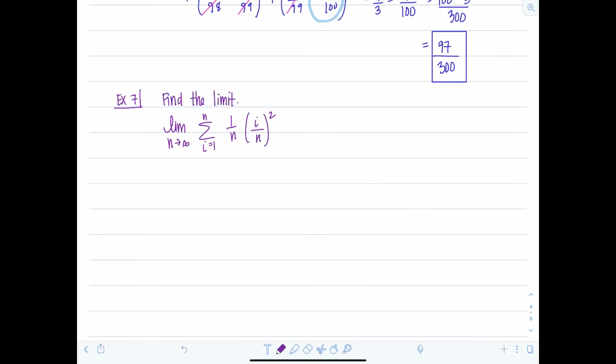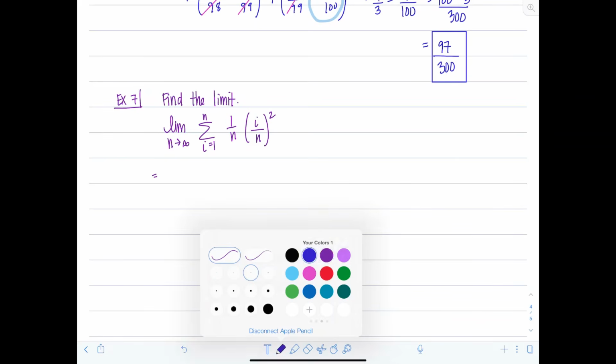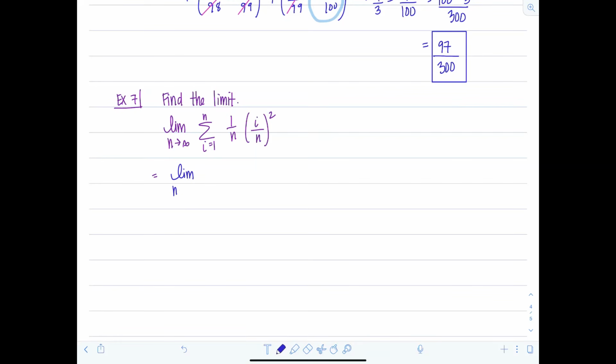Okay, first thing I want to do is clean up the expression as much as possible. So I can rewrite this as the limit as n approaches infinity. Now, i is my index of summation. n is just a constant, which means I can pull out 1 over n outside of my sum. And in fact, this is going to be i squared over n squared. So I could also take out that 1 over n squared, right, since that's a constant as well. And then I have the sum i equals 1 to n of just i squared now. All right, that looks good.